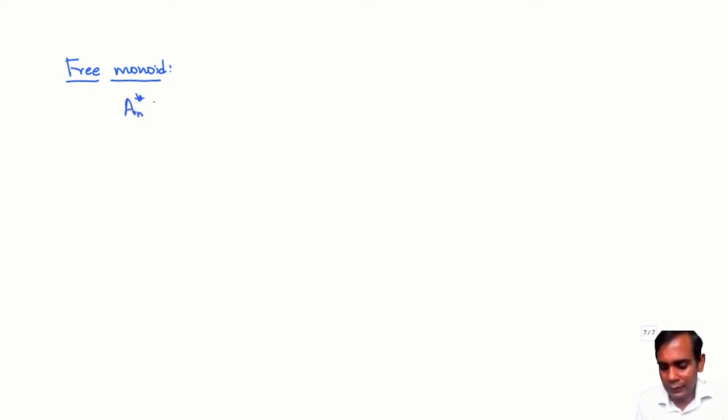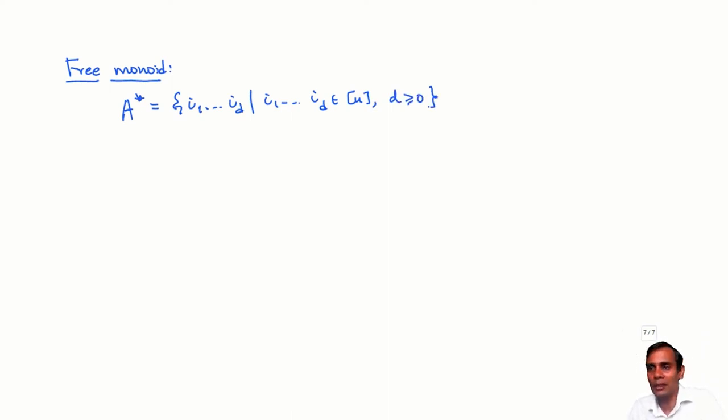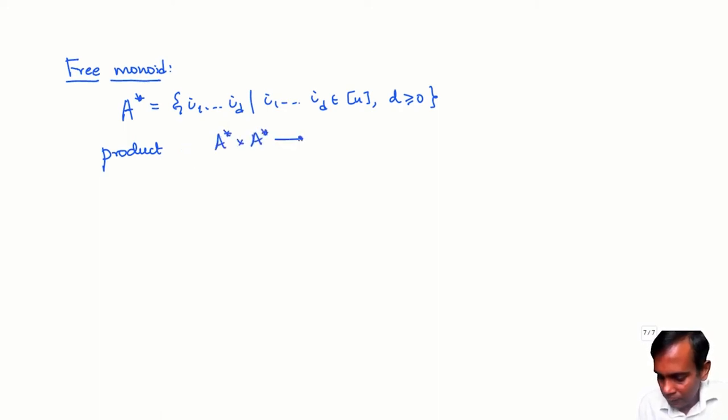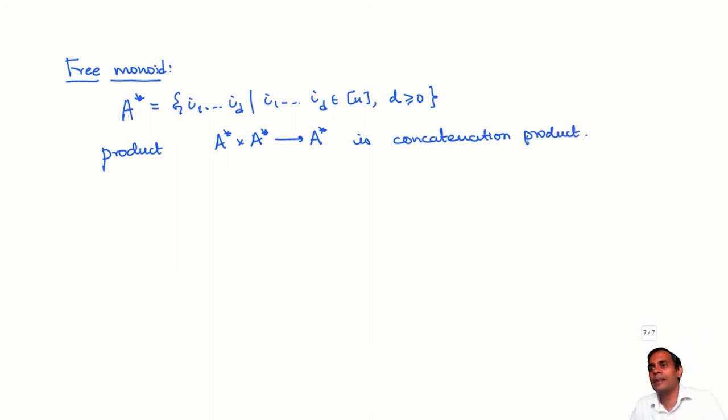So A_n star is going to be all words of the form i1, ..., id, where i1, ..., id belong to [n], and d can be greater than or equal to 0. If d is 0, then there's only one word, namely the empty word of length 0. And the product operation on A_n star, a function from A_n star cross A_n star to A_n star, is the concatenation product. Concatenation of words means if you have two words, you just write one word and then write the next word after it.